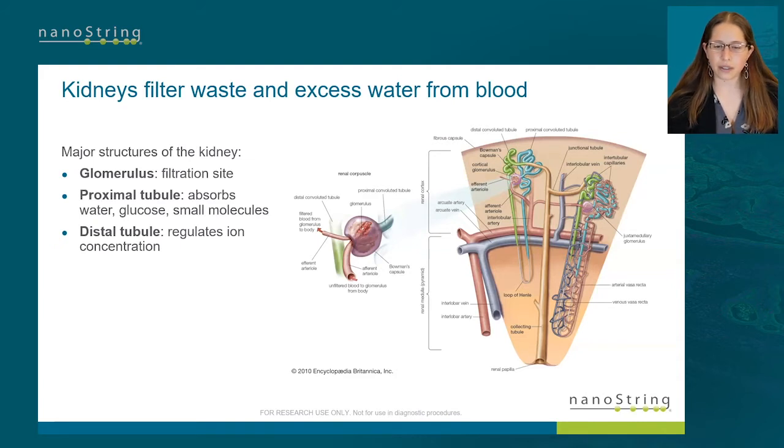And after the filtrate passes through the glomerulus, it goes into this very complicated network of tubules. First, the proximal tubules, which mostly absorb water and glucose and other small molecules. And then the distal tubules, which have more of a homeostatic role in regulating ion concentration.